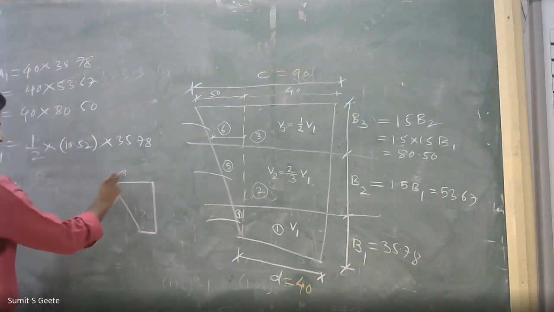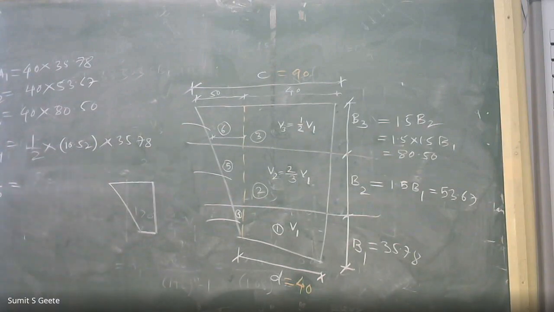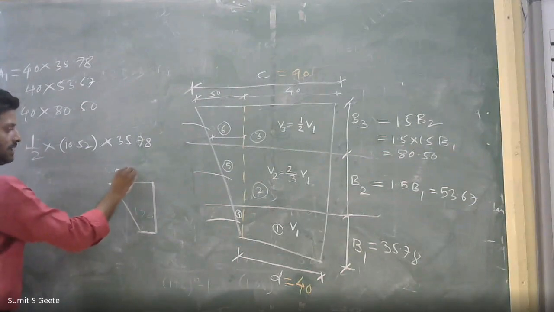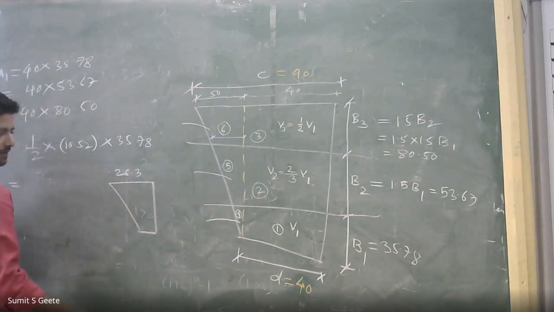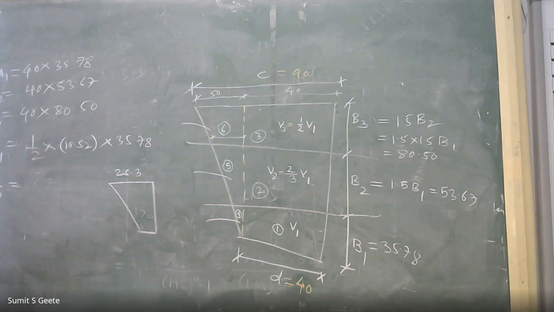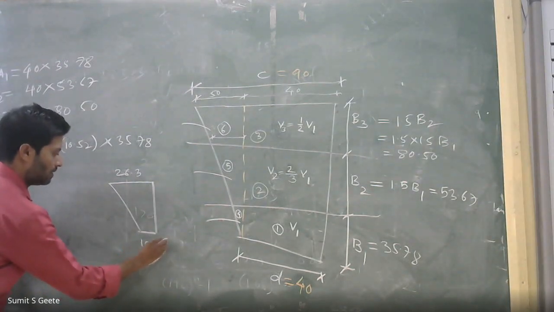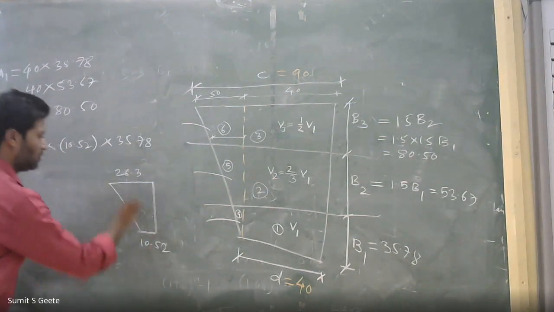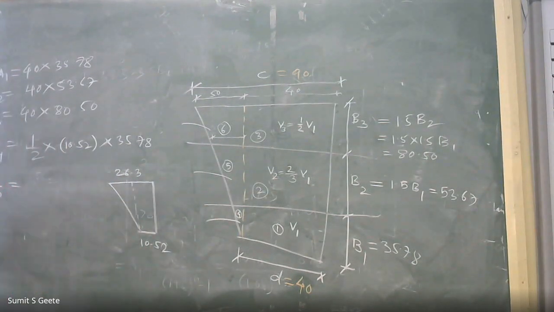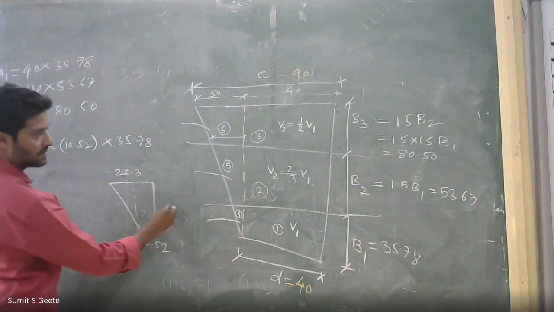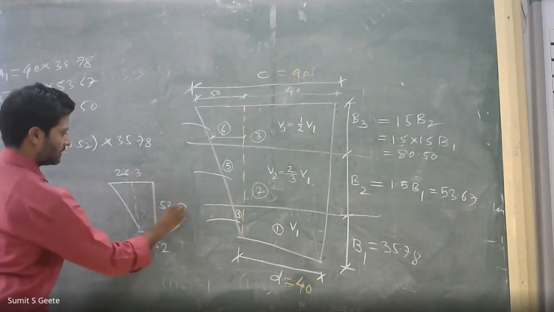This one is 26.83, and this one is 10.52, and this is 50. इसको bifurcate कर दो पार्ट. Area of rectangle plus triangle. And the vertical distance is 53.67.